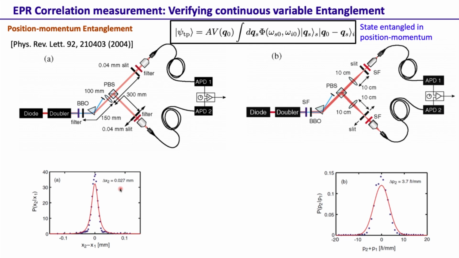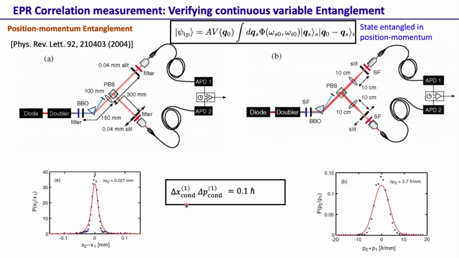And so these are the experimentally reported values, and if we put them together, we find that this uncertainty product, the conditional uncertainty in x times the conditional uncertainty in p, is equal to 0.1 ħ, which is of course less than ħ/2. So this experiment shows that yes, we have indeed seen the EPR correlation in position and momentum, and thus the photons produced by this BBO, or this parametric down conversion, are entangled in position and momentum degrees of freedom.